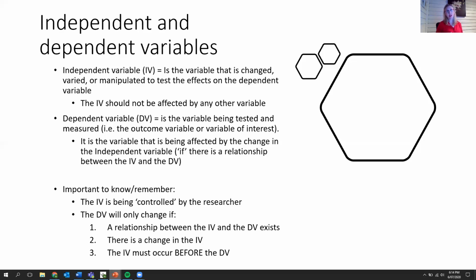Now this will make an appearance again once we talk about causation, because determining independent and dependent variables are very important when we talk about causal relationships. Now what's an independent variable? All right, when we're researching, we tend to say that independent variables are things that maybe we don't have control over. This could be our age. This might be a person's gender. This could be the number of years of school a person finished. And that independent variable can be changed, varied, or manipulated to test the effects of a dependent variable.